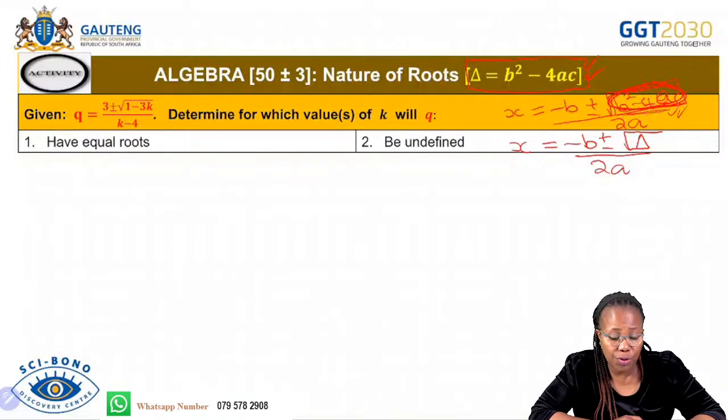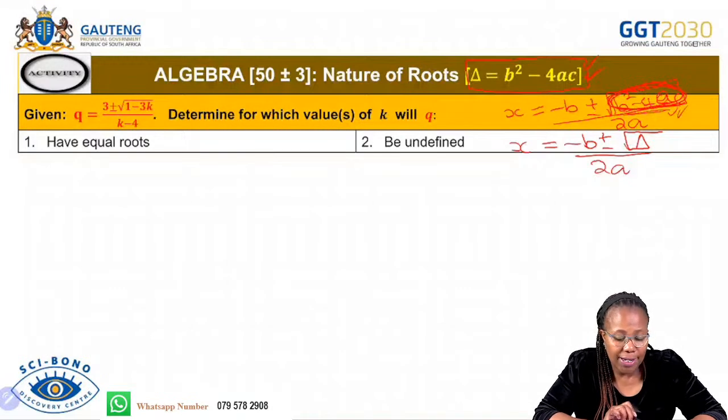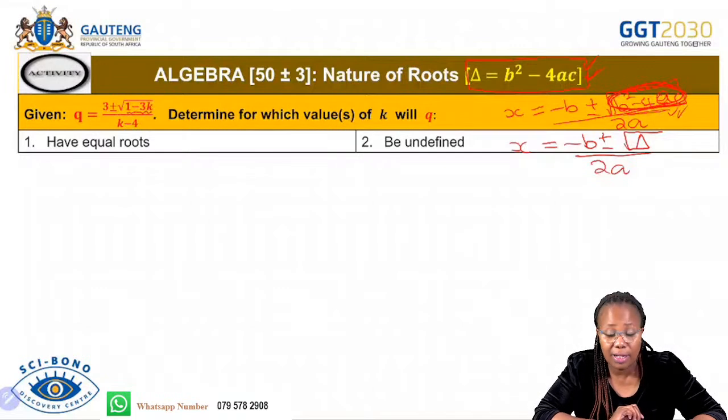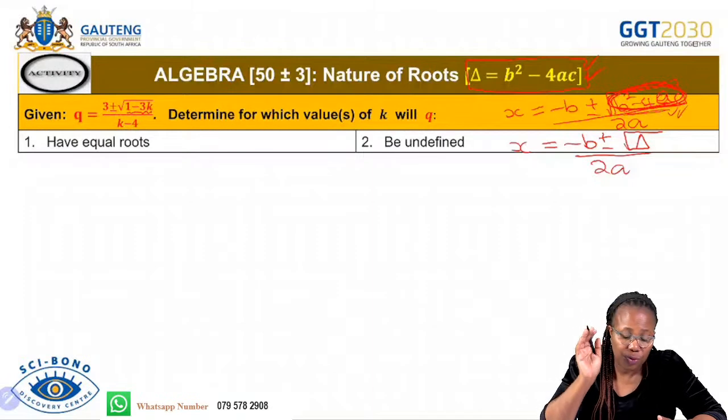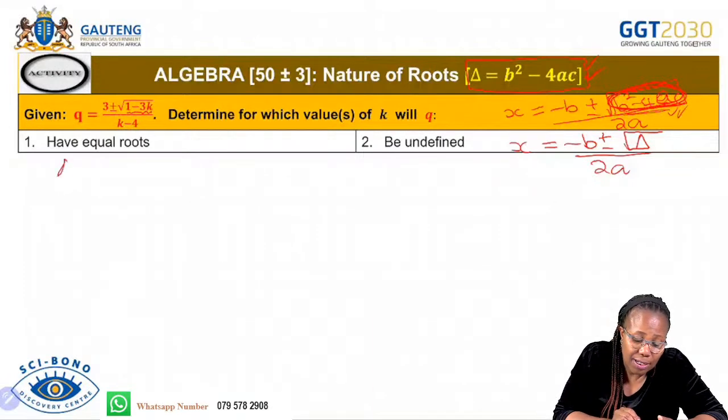Now let's continue, grade 12, with our question. We are given that equation Q is equal to 3 plus or minus the square root of 1 minus 3k, over k minus 4. Can you see our discriminant here? It's 1 minus 3k. Determine for which values of k will Q have equal roots. When do we have equal roots in nature of roots? It's when our discriminant is equal to 0.